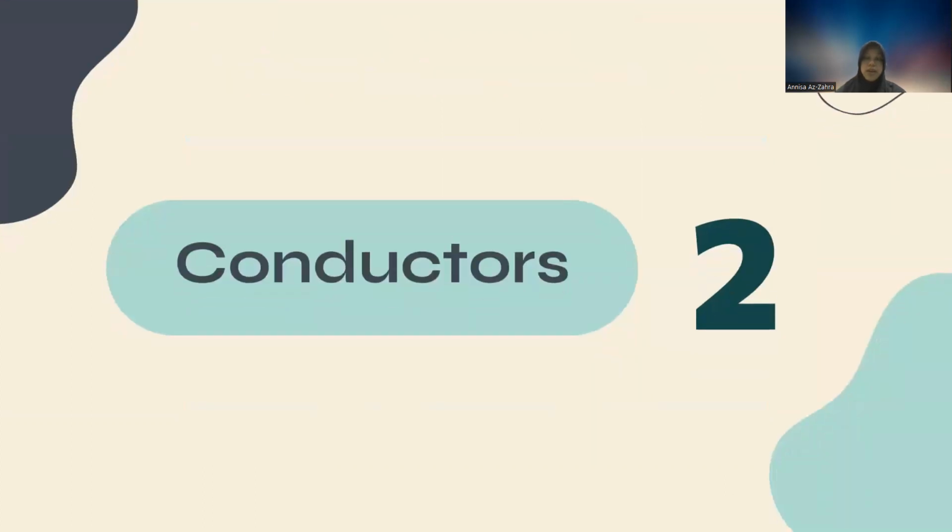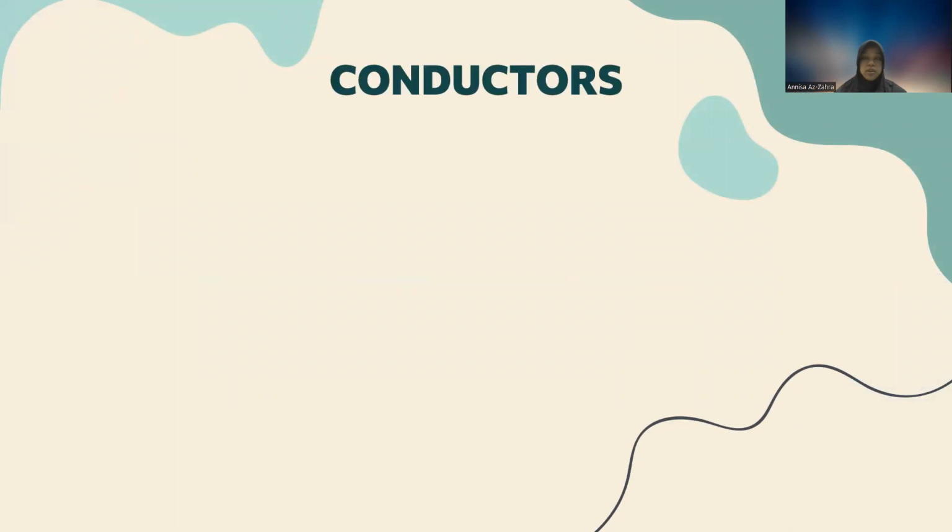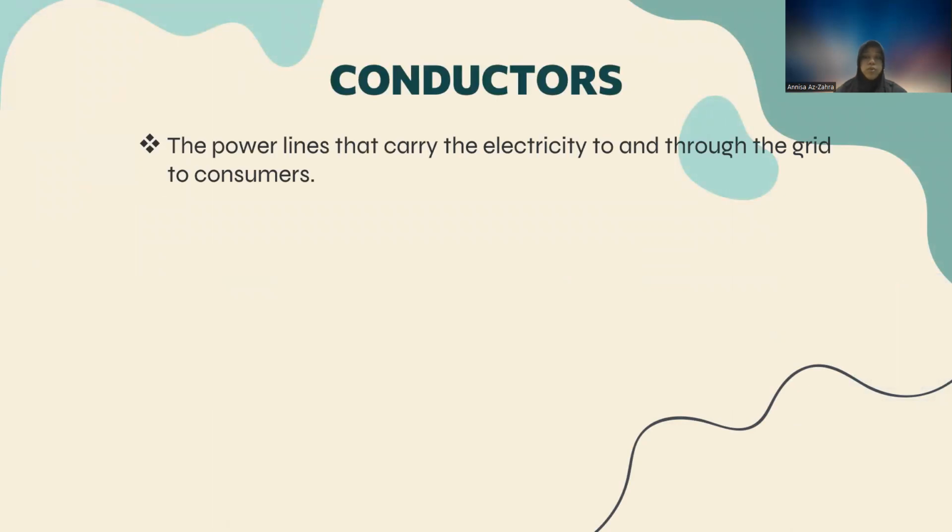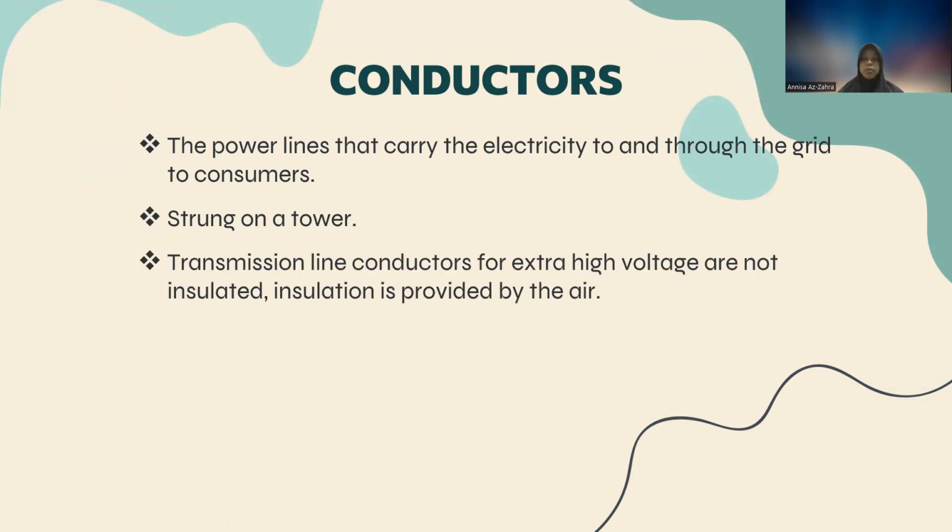The second components of transmission system are conductors. Conductors are the power lines that carry the electricity to and through the grid to consumers. Generally, several conductors are strung on tower for each electrical circuit. Transmission line conductors for extra high voltage are not insulated. Insulation is provided by the air.